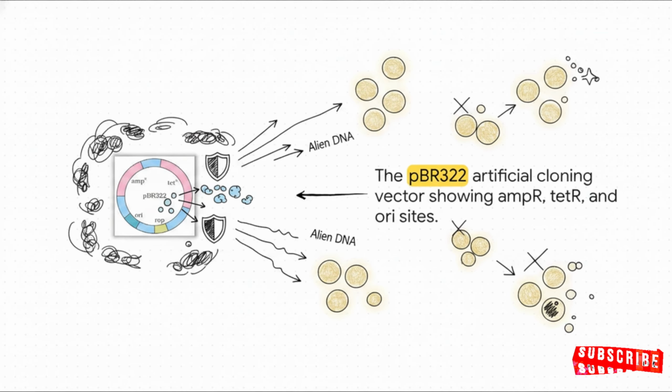You'll also spot the markers AMP-R and TET-R for antibiotic resistance. And this is just a brilliant trick. Scientists literally douse the cells in antibiotics, and because of those markers, only our successfully engineered cells survive and keep growing. It's kind of ingenious when you think about it.